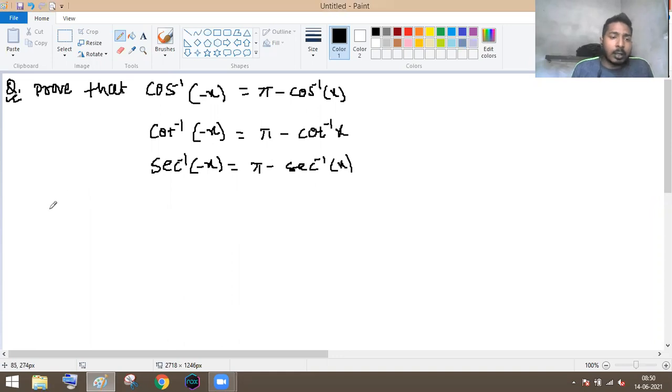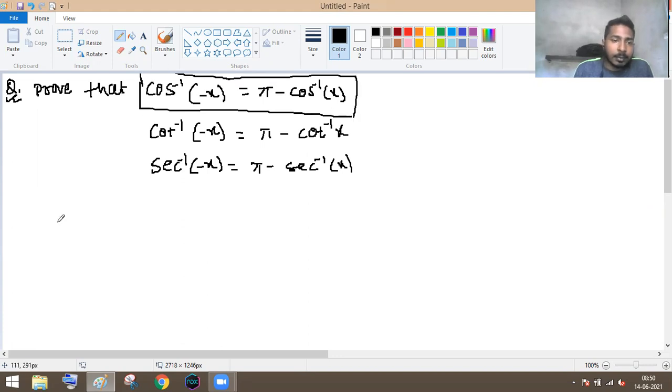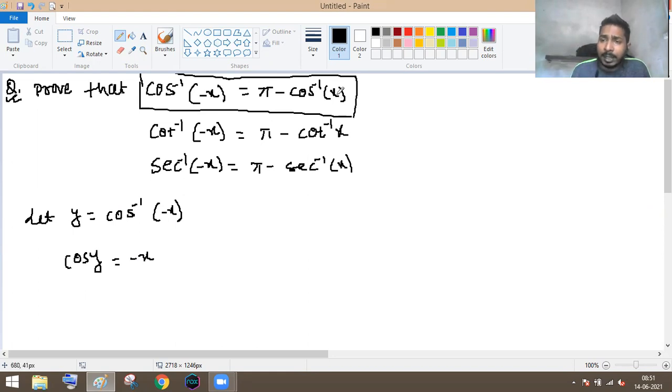Okay, no issue. So for the first one, I will assume that y equals cos inverse minus x. Can I shift this cos inverse to that side? So I'll get cos y equals minus x. Yes. Now I will shift this minus to that side, because on the right side we want x as positive.